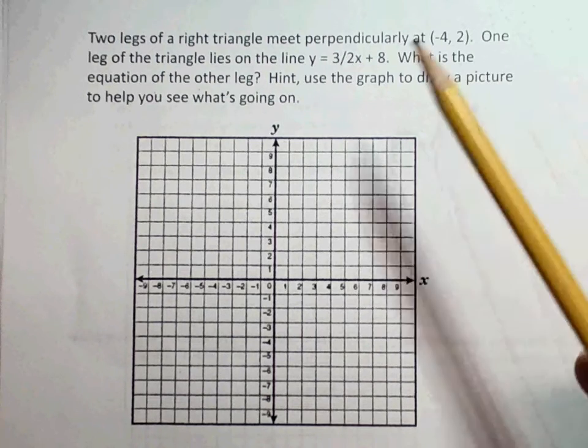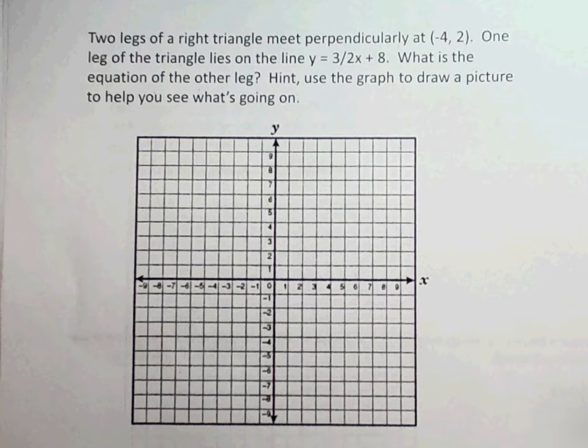Here we go. It says two legs of a right triangle meet perpendicularly at (-4, 2). One leg of the triangle lies on the line y = 3/2 x + 8. What is the equation of the other leg? Hint: use the graph to draw a picture to help you see what's going on.